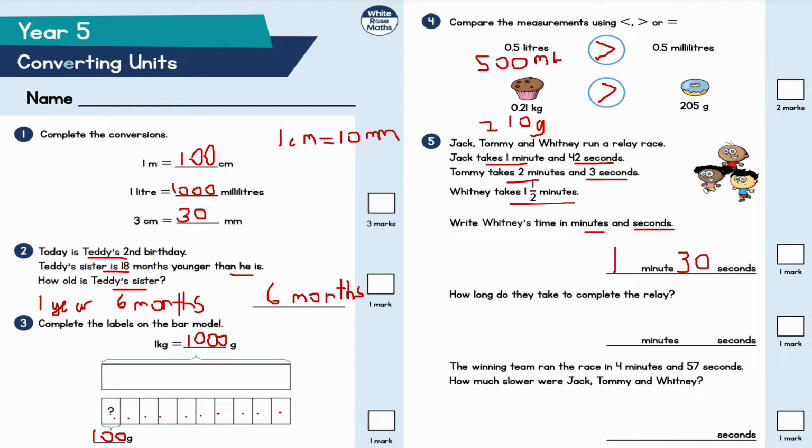Therefore, 30 seconds is half a minute. How long do they take to complete the relay? So we're adding up the times here. 1 plus 2 is 3. 3 plus 1.5 is 4.5. 4.5 minutes plus 3 seconds. So it's 4 minutes 30 seconds. So it's 4 minutes 33 seconds, because it's 30 seconds there.